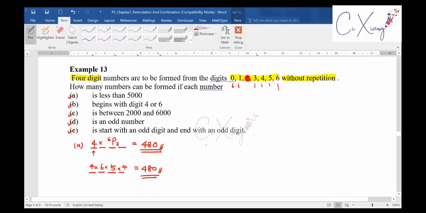Alright, then for part B, C, D, E, I think I will just leave it for you to try on your own. I will give you only the final answer. If you cannot get the answer, then maybe we can discuss it later, or you can ask me through Facebook. But I want you to try it out on your own first to see whether you're able to get the answer or not.